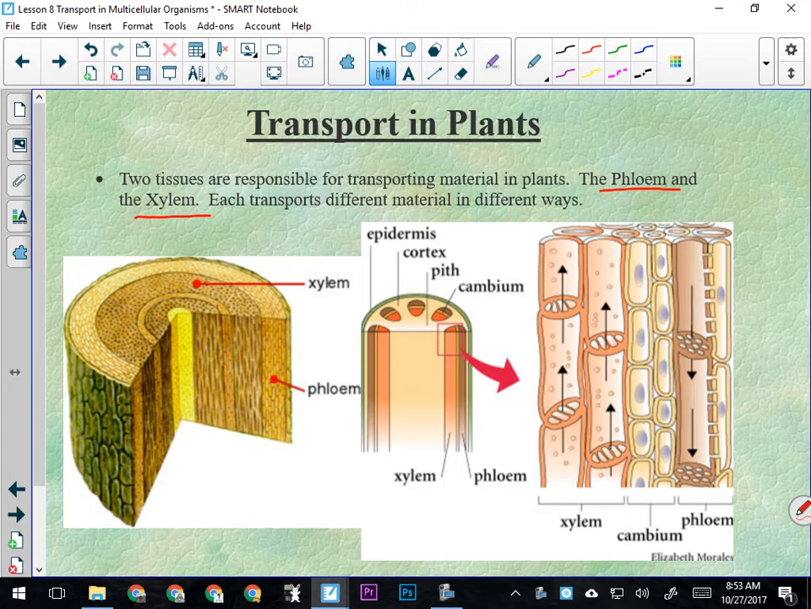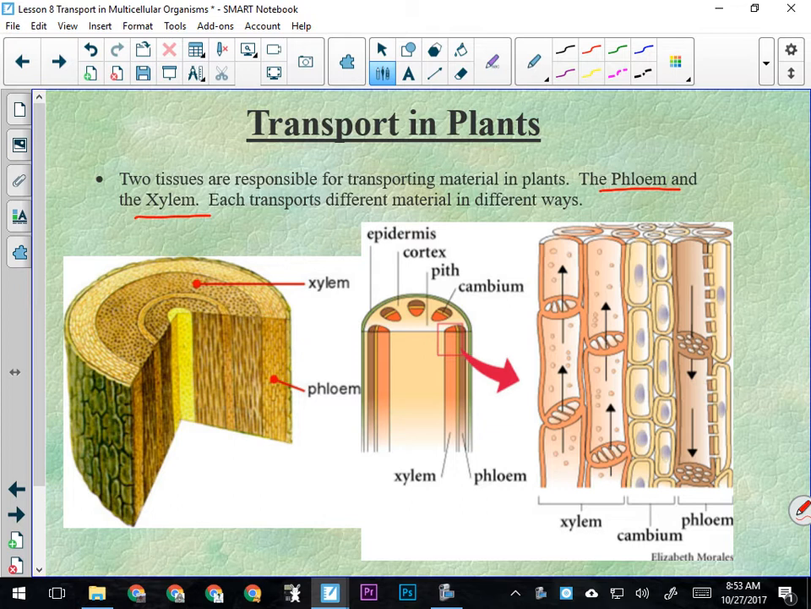That sap is quite a bit thinner because it's basically just a solution of ions and minerals and things like that in water. The phloem sap is on the outside. That's essentially where the living cells of the trunk of the tree, or the stem, are. It's going to be transporting sugars, which is a much more viscous sap. It's more like the consistency of syrup.